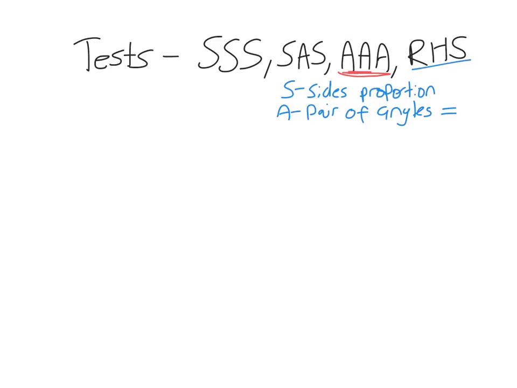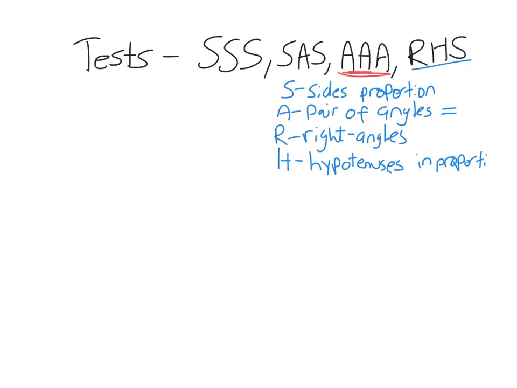S doesn't mean the sides are equal, it means they're in proportion, whereas A means the angles are equal. So the RHS has a few different letters. R just means that both triangles are right angled, and H is talking specifically about the hypotenuses being in proportion. Remember, the hypotenuse of a right-angled triangle is the longest side of that triangle, and it faces the right angle. So you can only use this last test in a right-angled triangle.